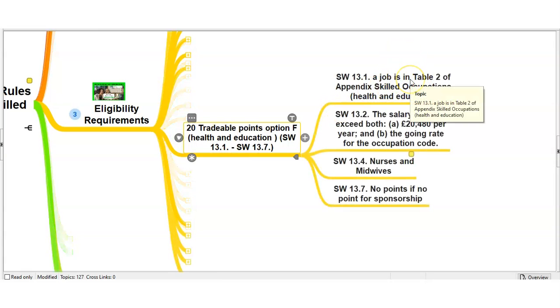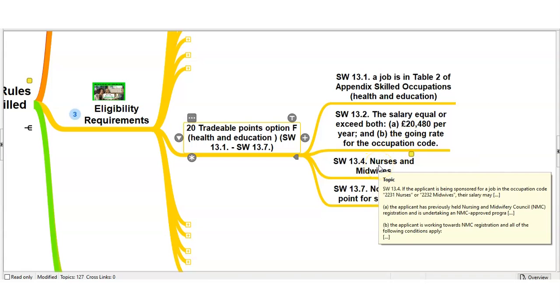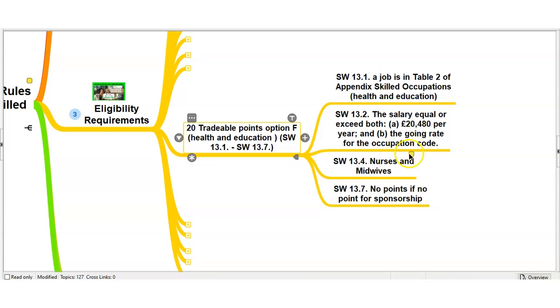First of all, your job will need to be listed in table 2, and this is the health and education sector, a very vulnerable sector at the moment, and therefore it is listed in a separate table. The salary will need to be at least £20,480 a year, and it has to be at the going rate for that occupation, with some exceptions. Here they give some exceptions for nurses and midwives.